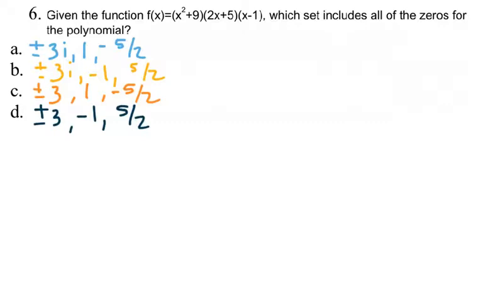Alright, so we're given this polynomial, which set includes all the zeros for the polynomial. So if I'm talking about zeros, I'm talking about where they hit the x-axis. For A and B, I couldn't even do that in a calculator and find all of them because notice there's an imaginary solution. If you'll notice, it's already factored. I'm going to take all of those factors and set them equal to 0.